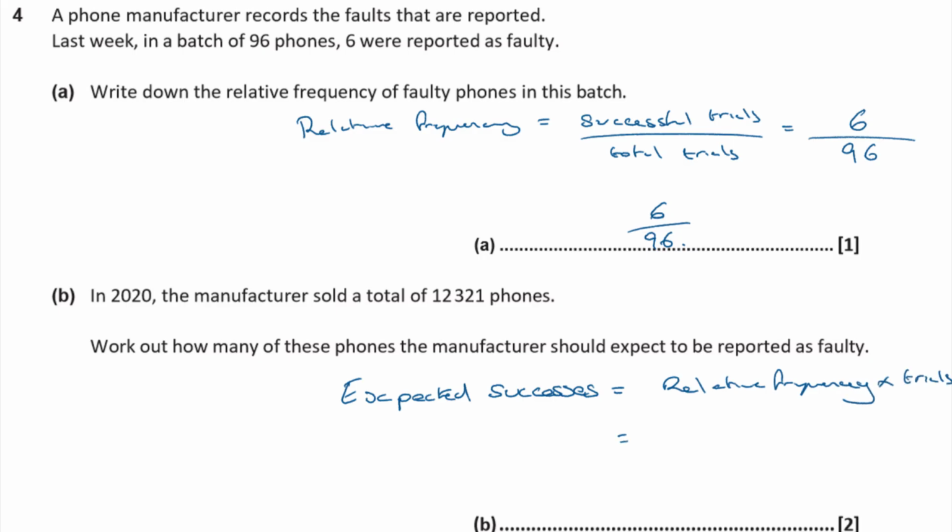Okay, so in this case we just worked out the relative frequency to be 6 over 96, and the number of trials is given here, look, is 12,321. That's the number that was sold. So multiplying these two things together, 6 over 96 times 12,321, that comes out to be 770 and change. So I'm just going to round that to 3 significant figures, so I'm just going to go for 770 phones.